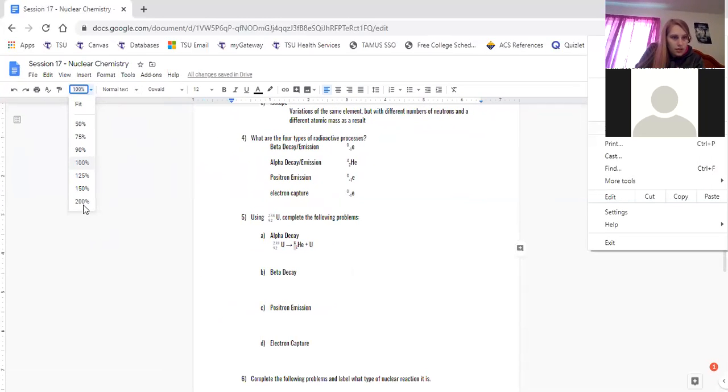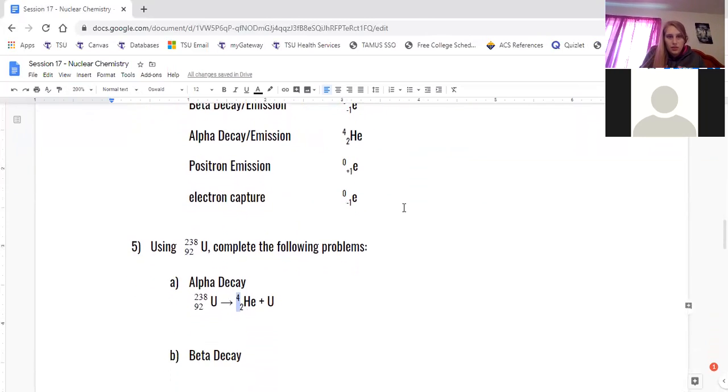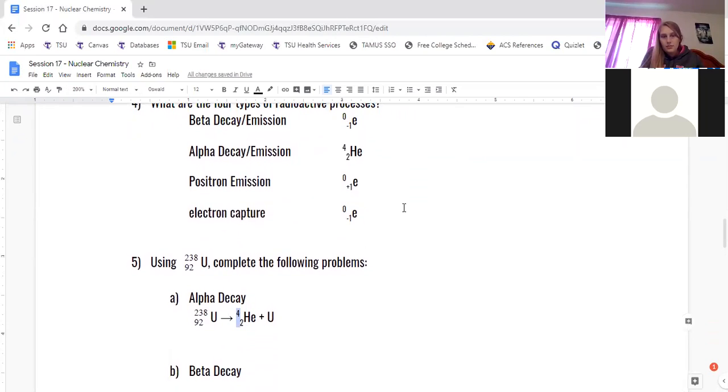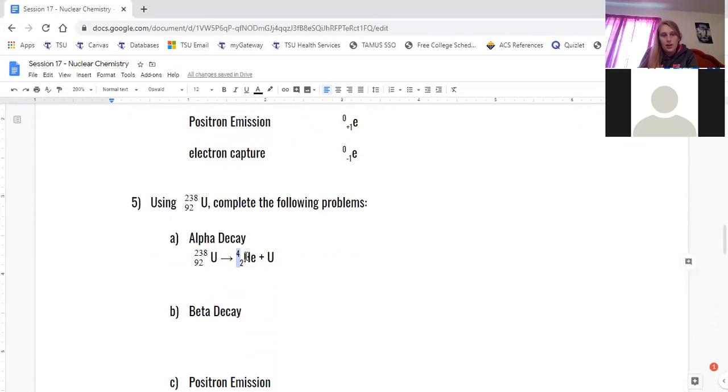So I can do this and make it big here and have more space to look at things. Okay. So like we were talking about, it's going to have the helium and uranium, but uranium what? So we have to figure out how to balance two sides with that. So if we have 238 here, and whatever's over here is going to have to add up to 238. So we're going to look at that.